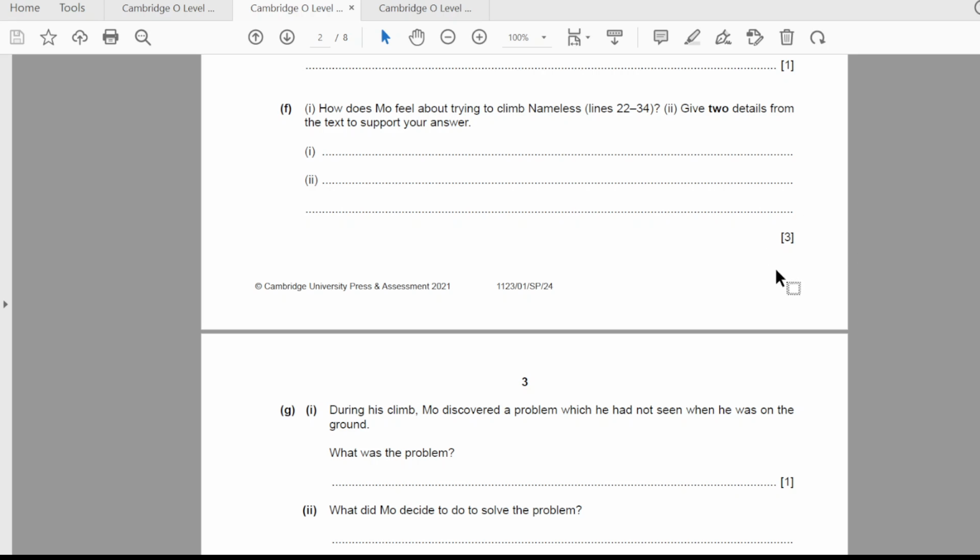Now, for example, in this question, how is it three exactly? How does Mo feel about trying to climb Nameless? So that's one thing you need to answer: how does this character feel? And then two details in the text to support your answer. So the two details will be for marks 2 and 3.